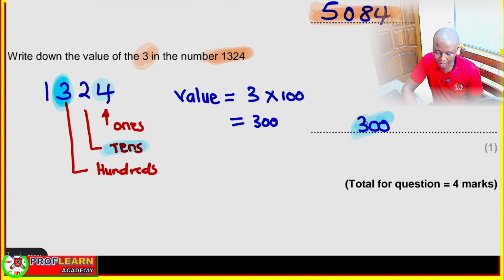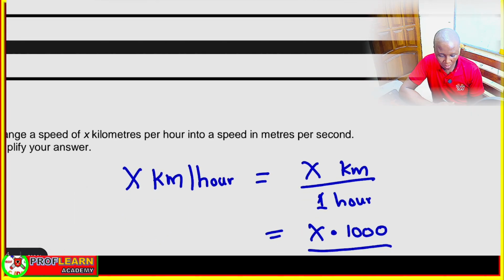So in that particular case, a candidate was supposed to write 300 and they could smile away all the way from the exam room with a whooping 1 mark. Will smile away with 1 mark. Let's look at another question.